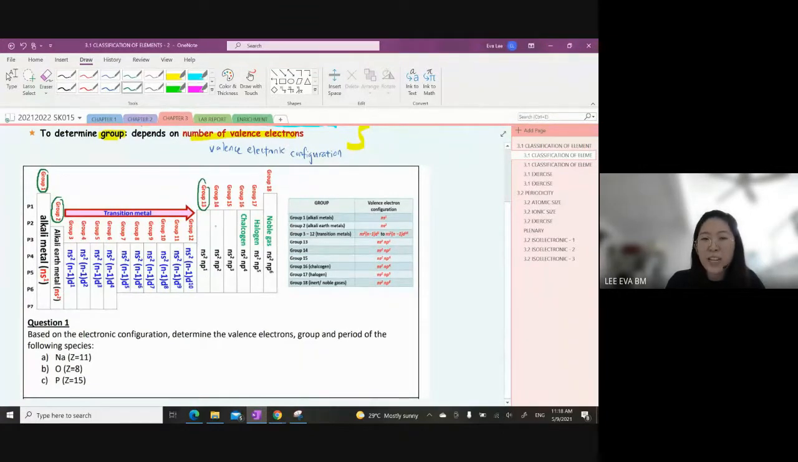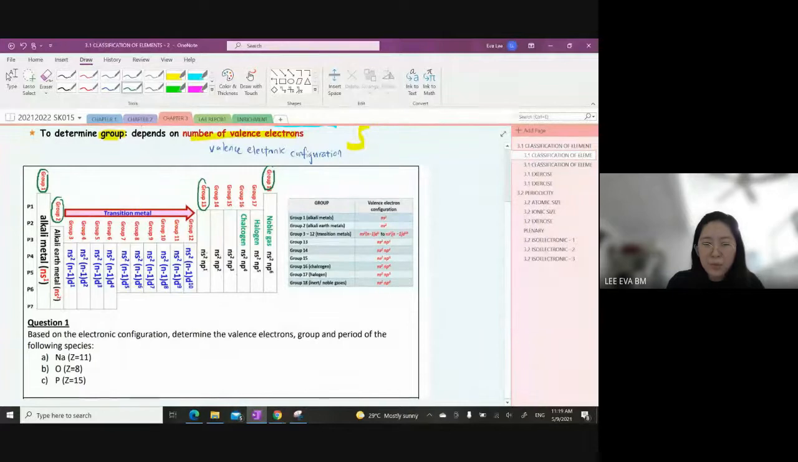Then group 14, ns2 np2. This n value belongs to the period. So for example, if you've got the element from period 2, then this n value will be 2. If from period 3, then this n value will be 3, up until group 18.